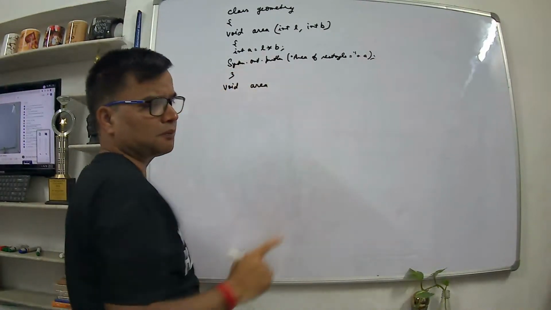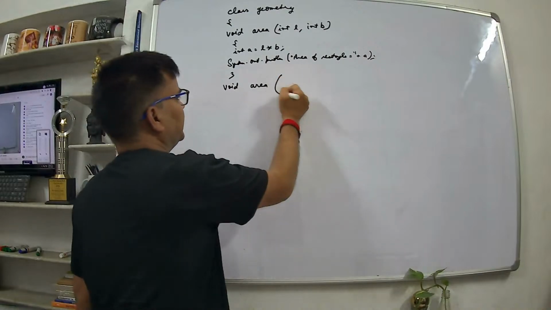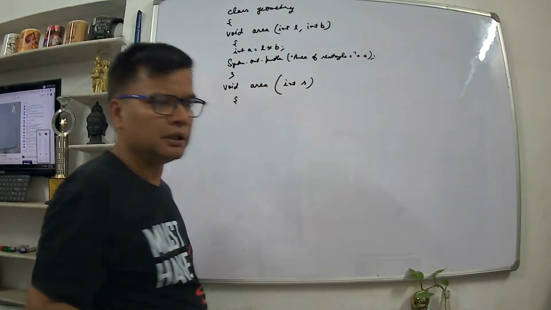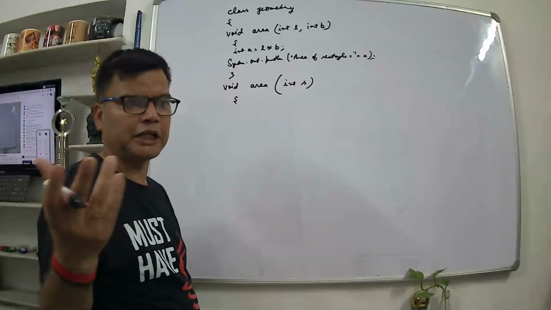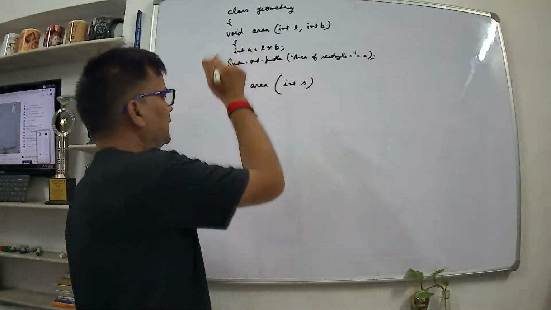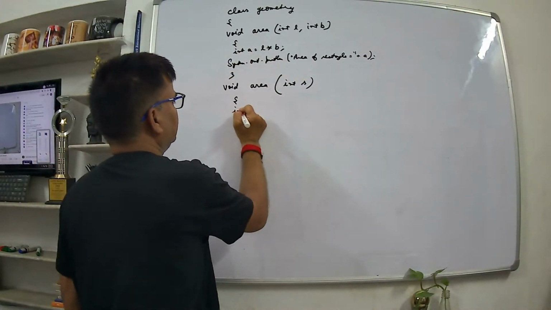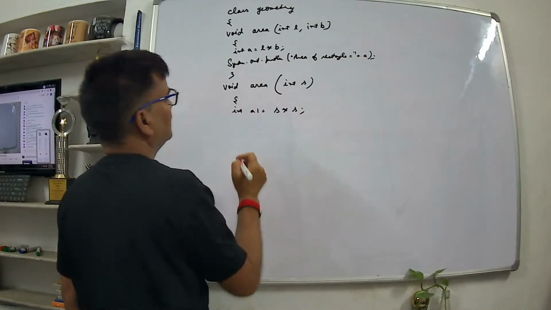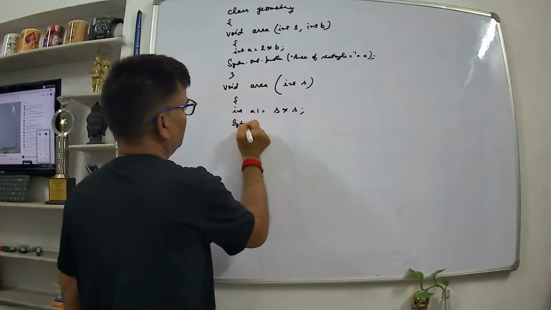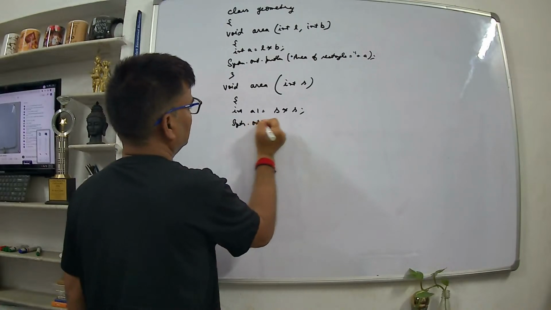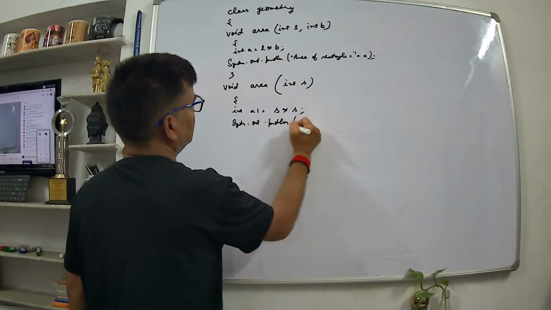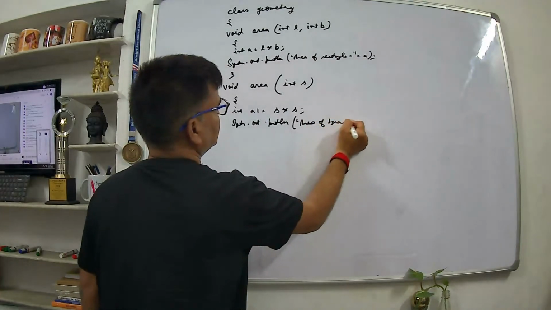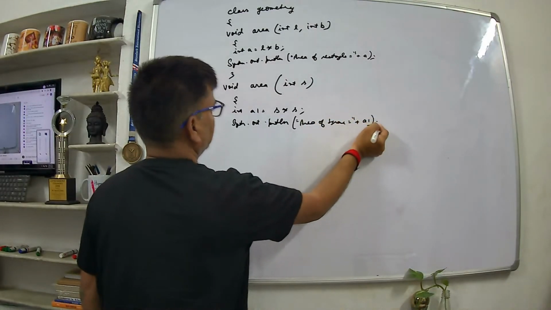Now second one, void area. Since the name of the function is area only, I took here one int S. Okay? I took int S for the side because it needs one parameter. I took int A1 is equal to S into S. Now System.out.println("area of square is equal to" + A1).